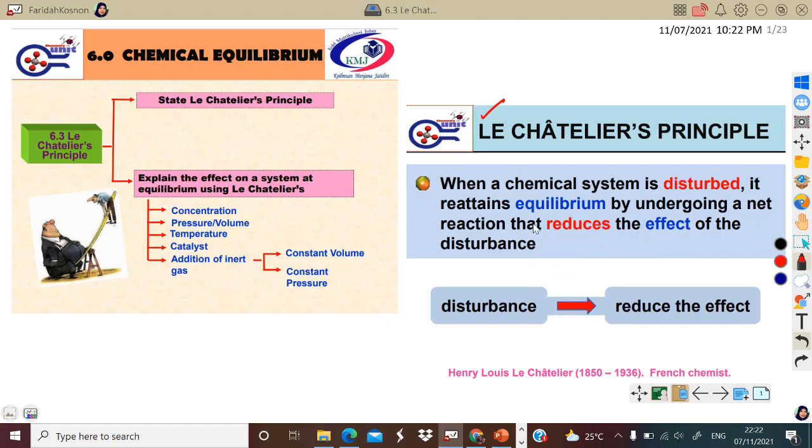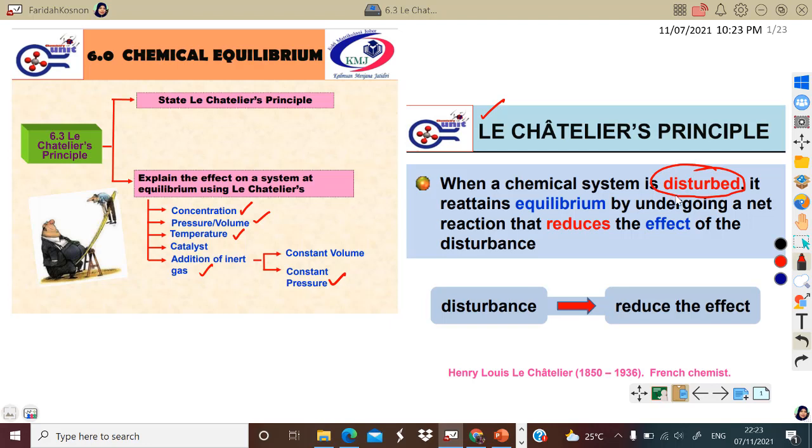Okay, so what we can say is that when a system or chemical reaction has reached dynamic equilibrium and is disturbed, disturbed by what factor? It could be concentration, pressure or volume, temperature, addition of inert gas at constant pressure. So the system will be disturbed by these disturbances. Okay? So the system is no longer in equilibrium. So what must the system do? It has to counteract or reduce the effect of the disturbance.